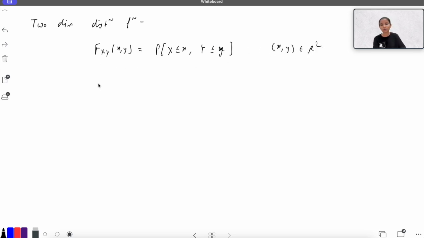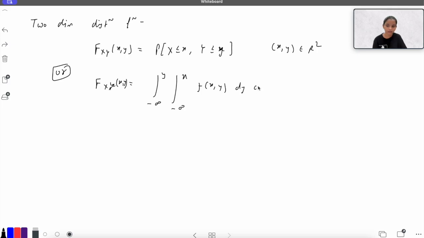Okay, this is for the discrete case, and for the continuous case you will just put the integration, that is, minus infinity to y, minus infinity to x, f(x,y) dy dx. And same as the previous cases, F(x,y) is non-decreasing and continuous on the right.